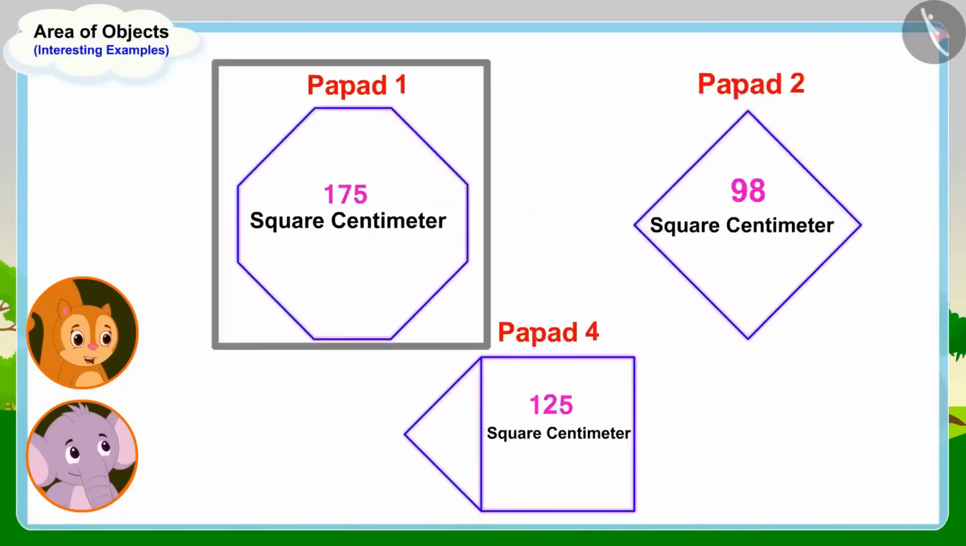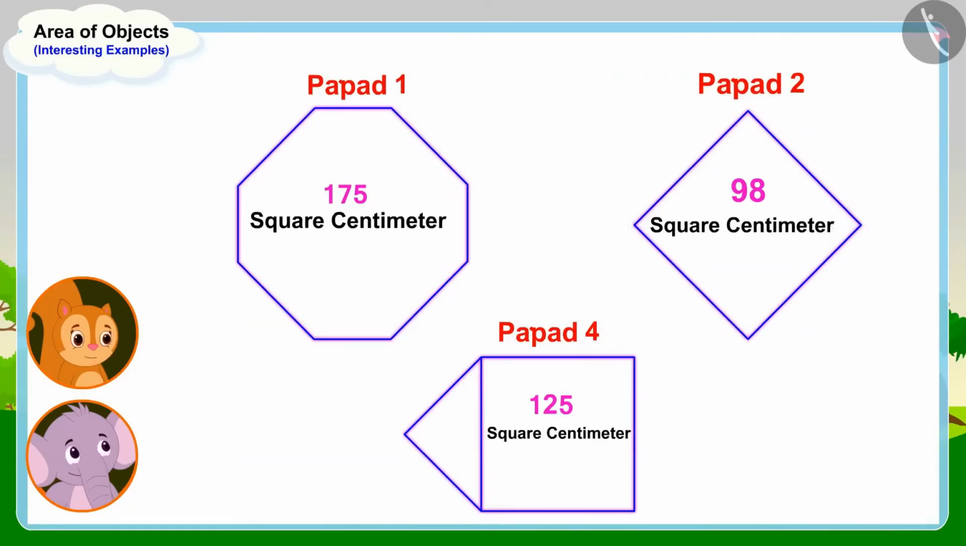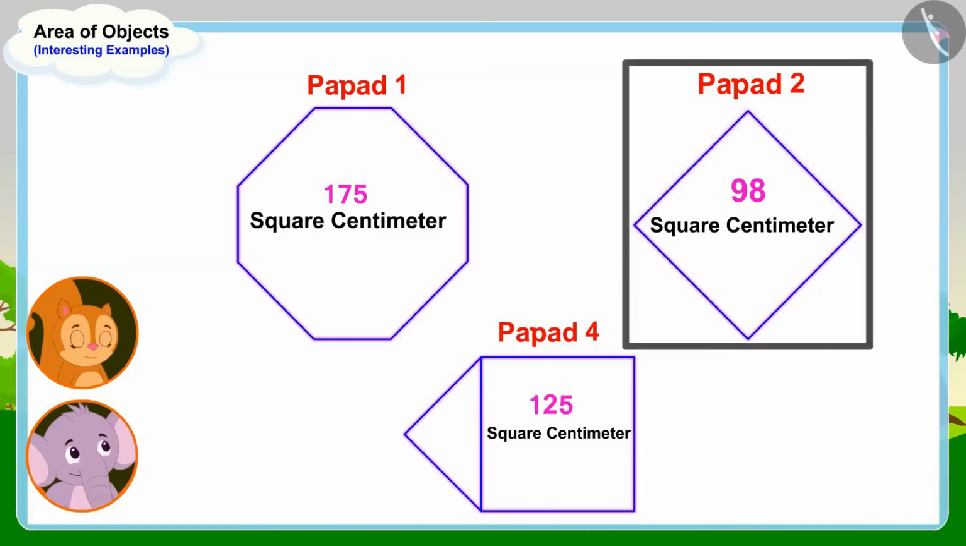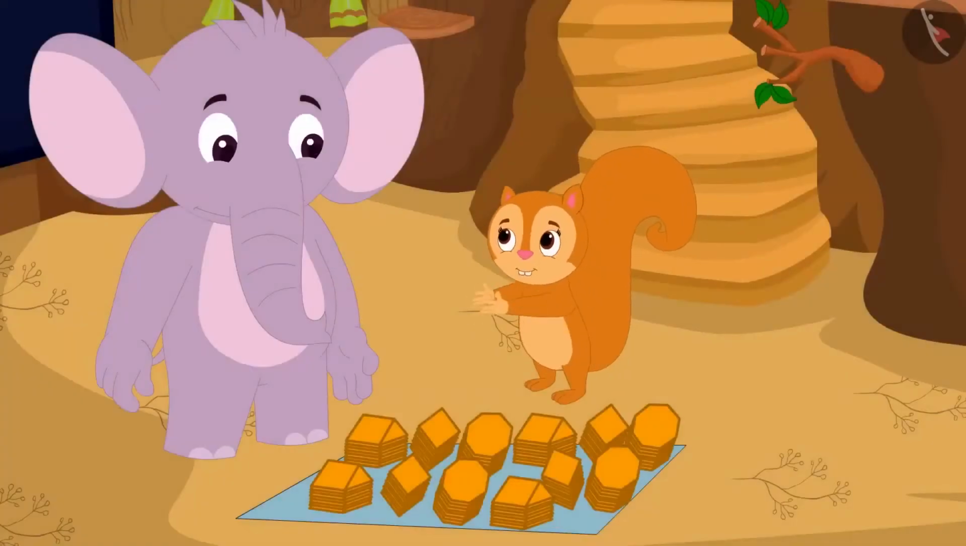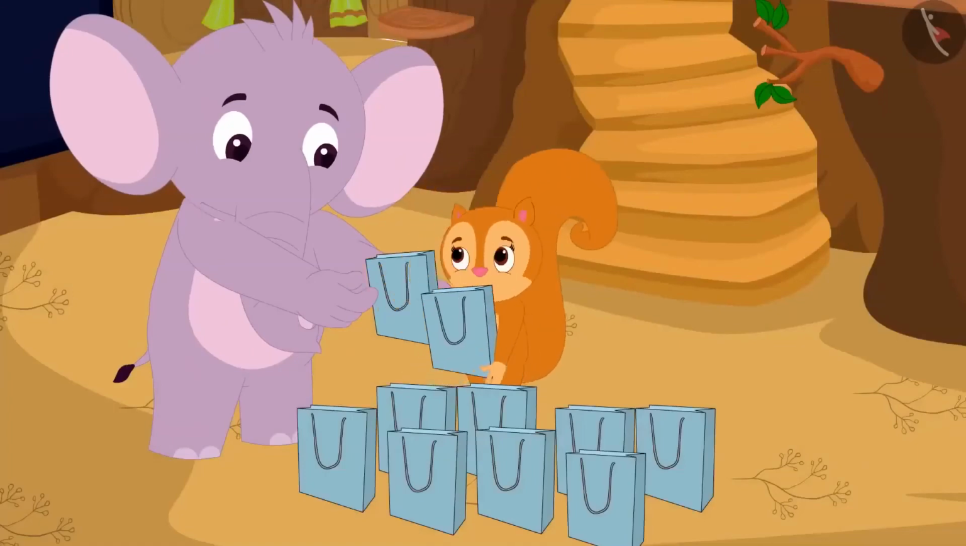Look, Appu, first popper has the largest area. It means this popper is the largest. And second popper has the smallest area. It means this popper is the smallest. Chanda excitedly told Appu. Chanda thanked Appu for teaching her about area and then, with his help, packed all her poppers.